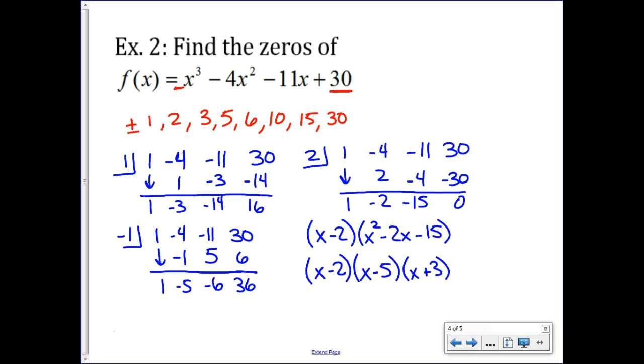So then our zeros would be x equals 2, 5, and negative 3 would be your 3 zeros. Notice all of those were possibilities up there because they're all rational zeros, but those were the ones that worked. This is our factored form.